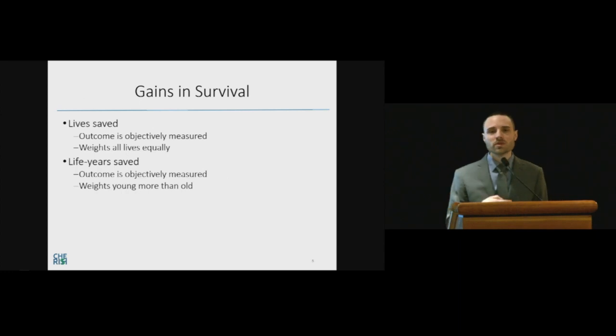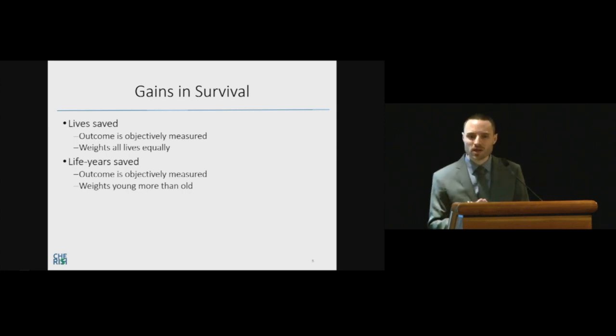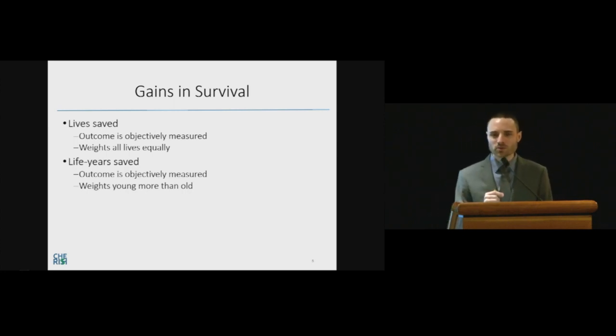Okay, so, what about these gains in survival? Well, those seem like pretty good measures, right? Lives saved, life years saved. Well, one nice thing about lives saved is it's objectively measured, and it weights all lives equally, okay? Well, that may or may not be a good thing, right? It kind of depends on what our preferences are as a population, and research has shown that we may be willing to pay more for certain years of life for different populations, say for children versus others, and so forth. But anyway, maybe we don't want to weight all lives equally.